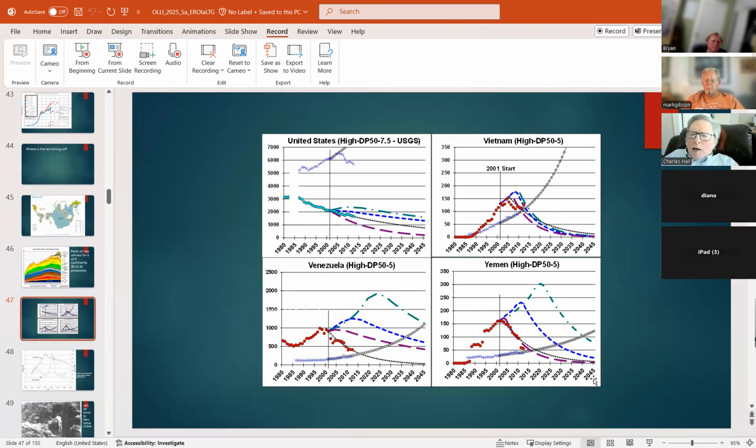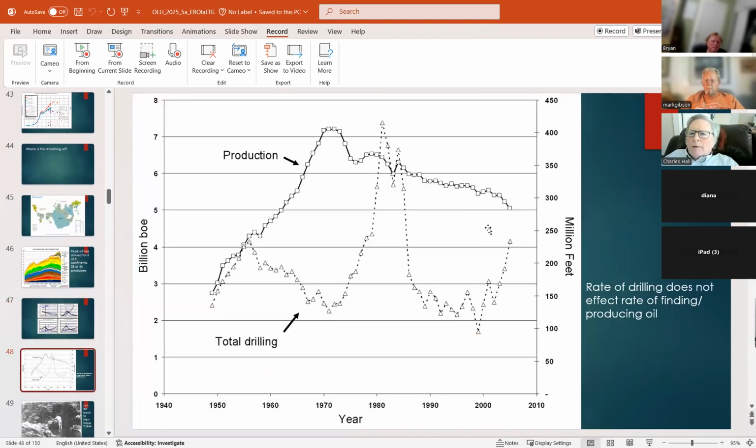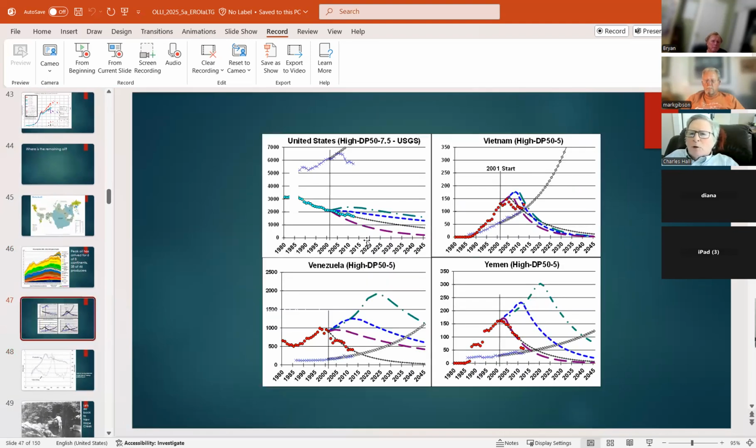And so if you look at conventional oil, you see the United States conventional oil continues to go downward. Typically, most countries have a pretty close to a Hubbert curve.